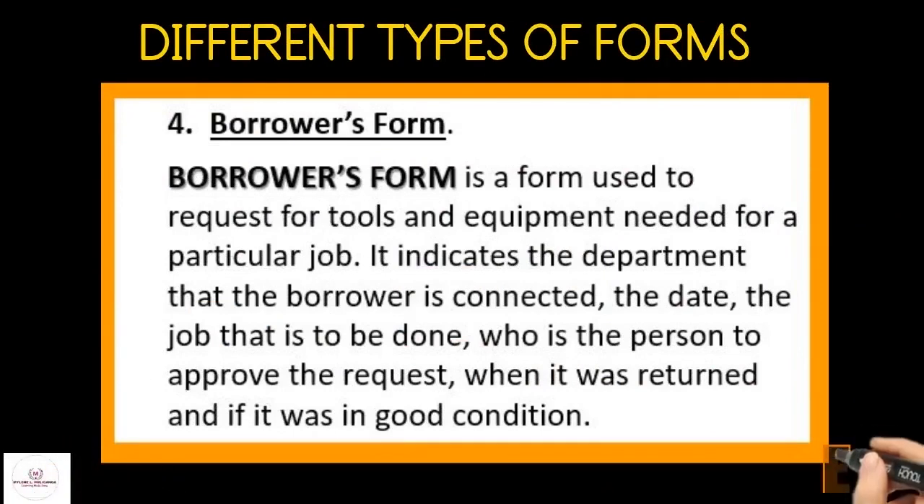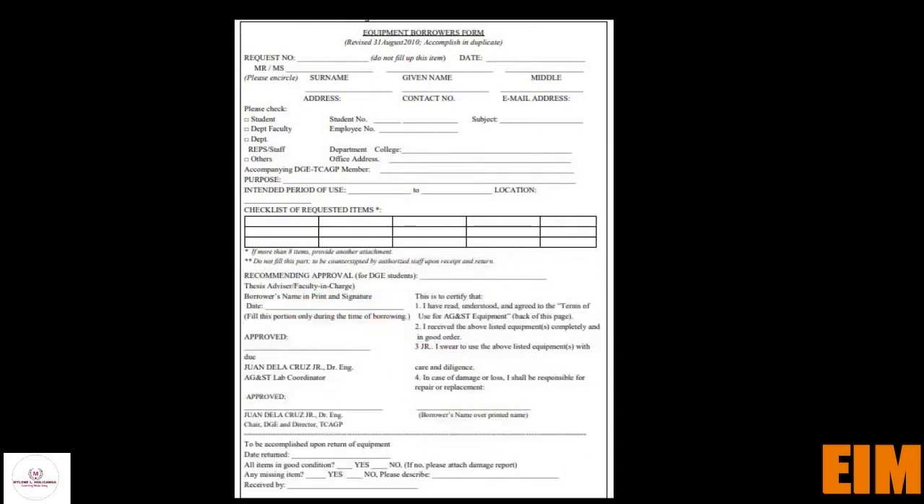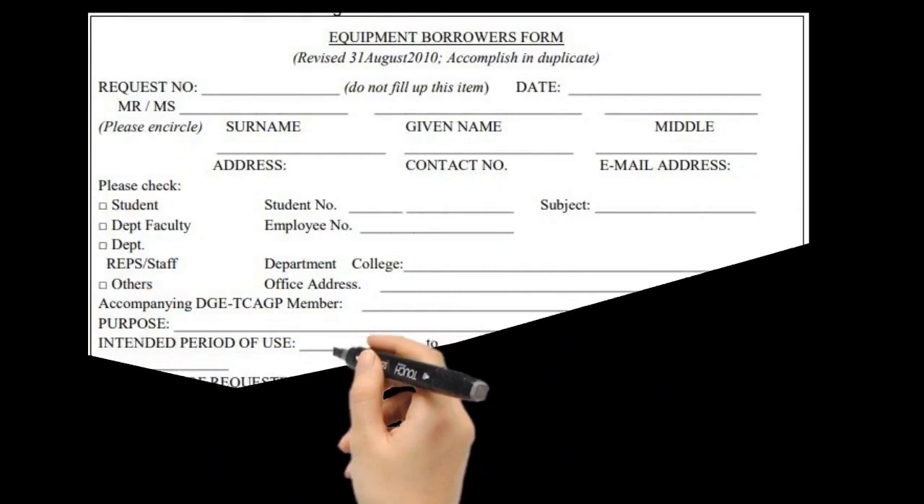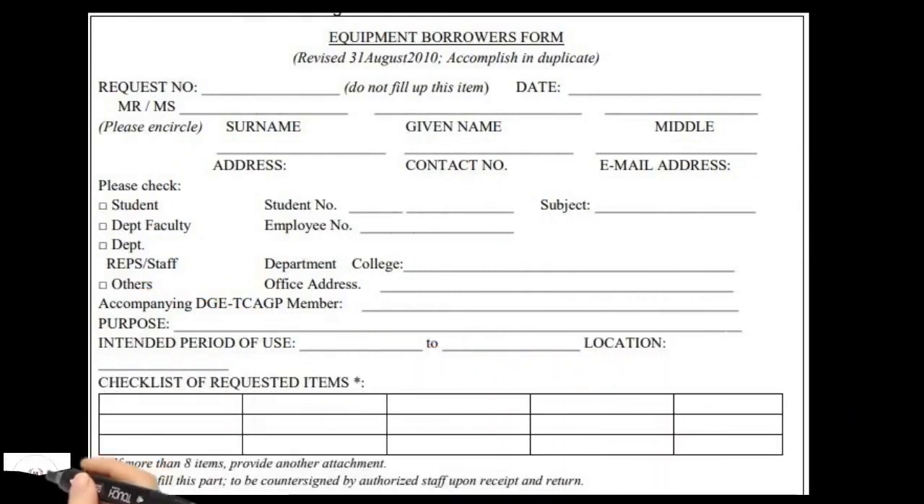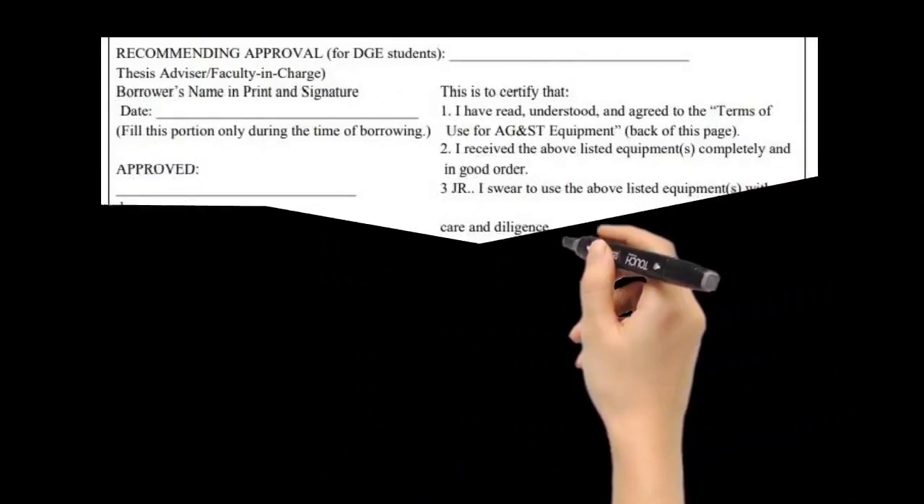It indicates the department that the borrower is connected, the date, the job that is to be done, who is the person to approve the request, when it was returned and if it was in good condition. Here is sample of Borrower's Form. First part of the Borrower's Form. The second part of the Borrower's Form.